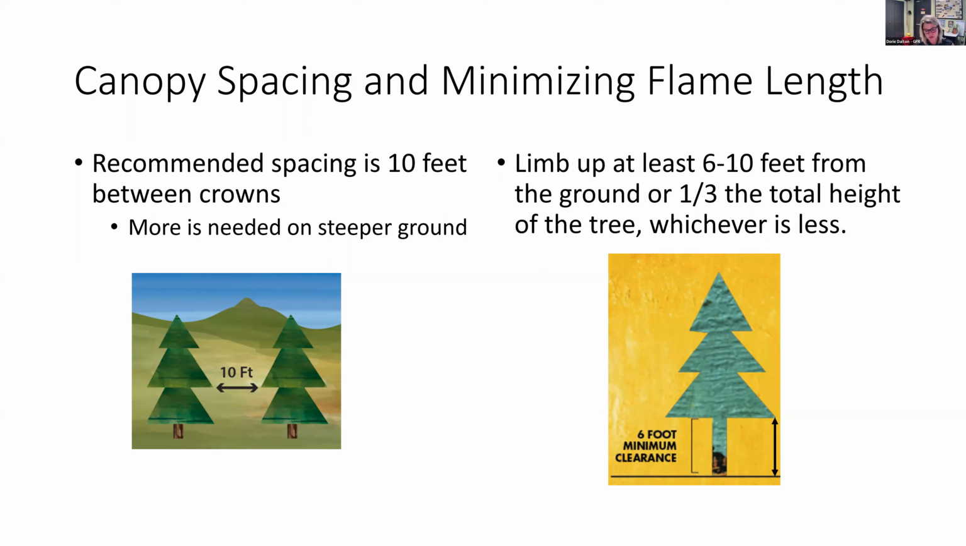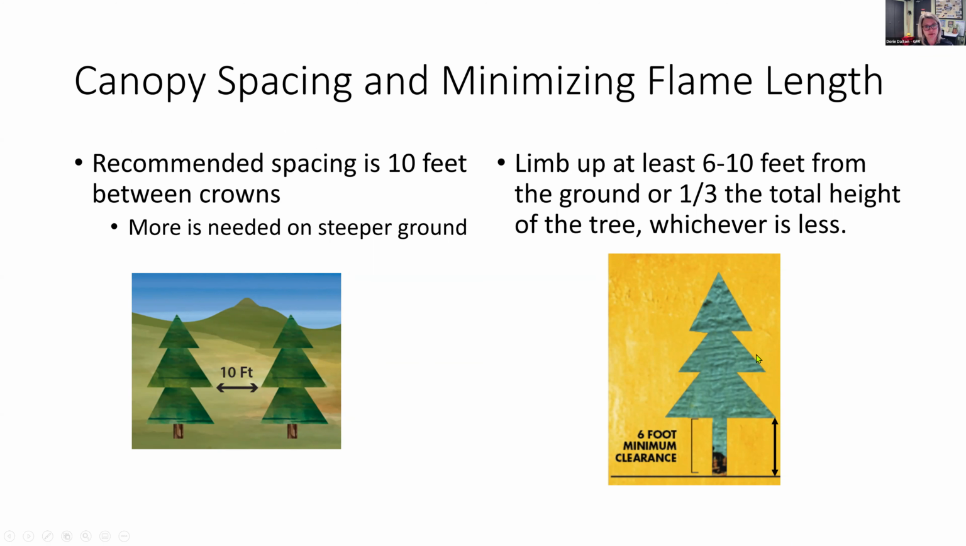All right, so I'm going to talk to you about canopy spacing and minimizing flame length. The information that I'm going to share with you is based on the Colorado State Forestry Service latest guidelines and science. Okay, on the left here, we talk about canopy spacing, and the recommended spacing is 10 feet between crowns. When we talk about crowns, we talk about the most outer reaching branches, not the top of the tree. So there should be 10 feet of space between your trees. And if you have trees on steep ground, then the spacing should be further.